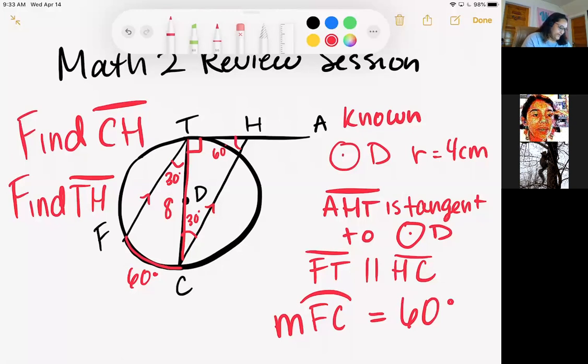So we know that FT and HC are parallel. We also know that the arc measure of FC is 60 degrees, which means the inscribed angle FTC is 30 degrees. Because the lines FT and HC are parallel, that means angle TCH is also 30 degrees. Because AHT is tangent to circle D, it is perpendicular to the radius at TD. And we have set up a 30, 60, 90 triangle with the diameter CT equal to 8. So which trig functions are we going to use to solve for TH and CH?